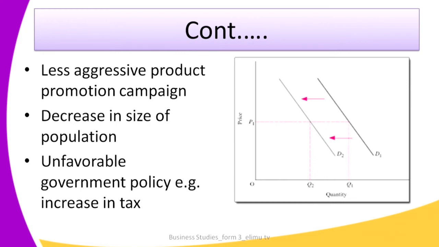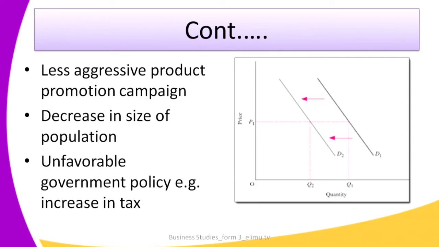The other one would be a decrease in size of population. Remember, the more the people, the more the demand, because each and every person wants to satisfy his or her needs. So if the size of the population is big, the demand is high. So what would cause a decrease in demand would be a decrease in the size of the population.